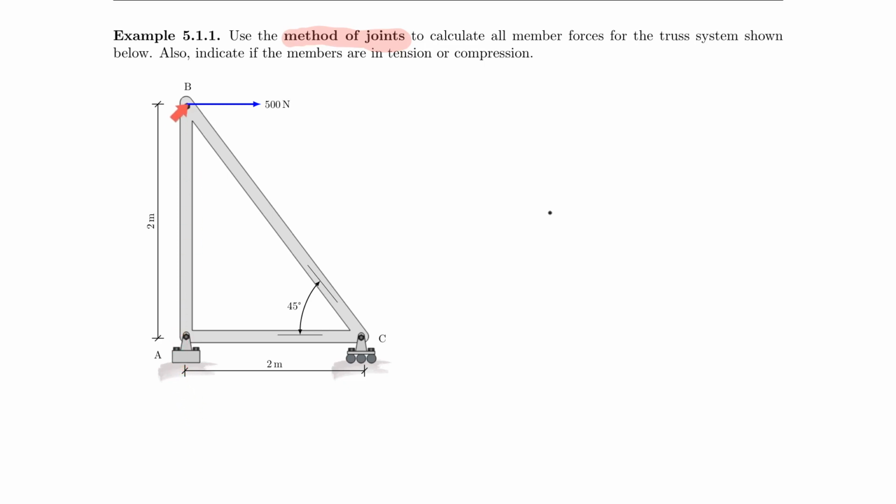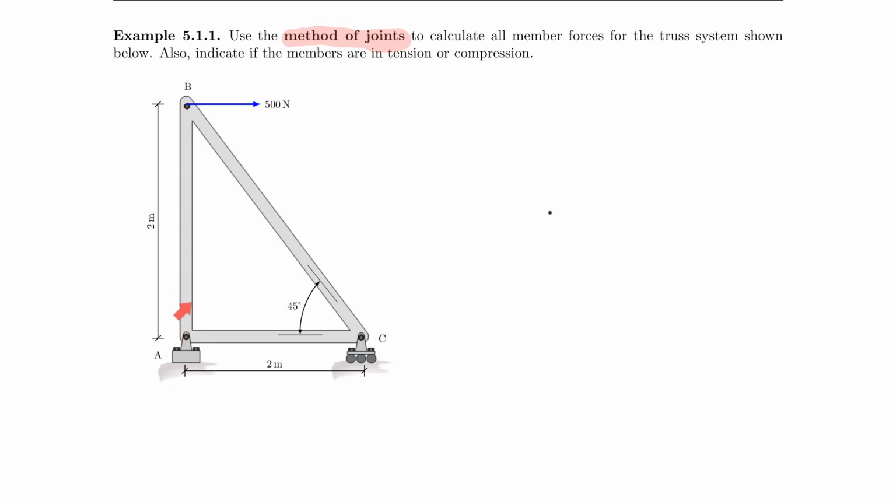We have pretty much the simplest truss system that we can ever think of. First of all, it's a single triangle with a 45-degree angle. And we have node A and C that are supported. And then node B is an independent one.